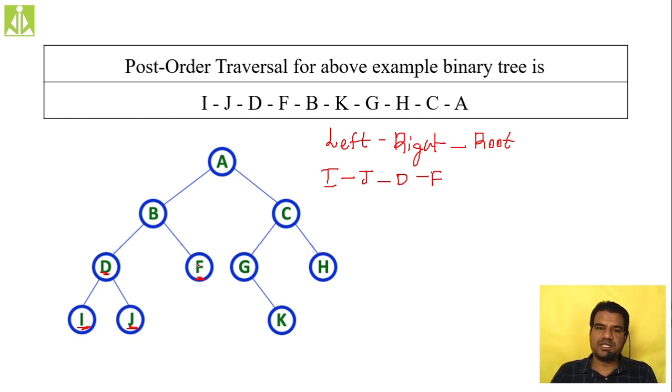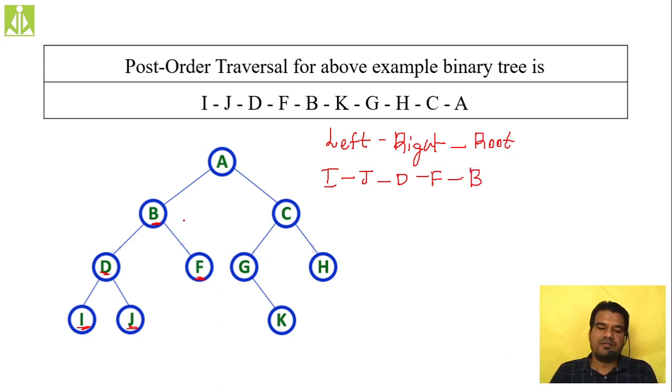So once F is visited, left is also visited. Left is tried. Right is tried. There is nothing. Root is visited. Then go back to the parent node. That is B. So when B is root, left D already visited. Right F already visited. So now you visit B. Root B. So B we are visiting.